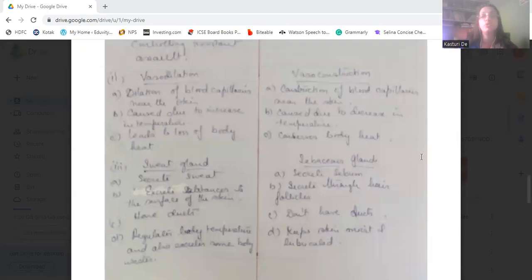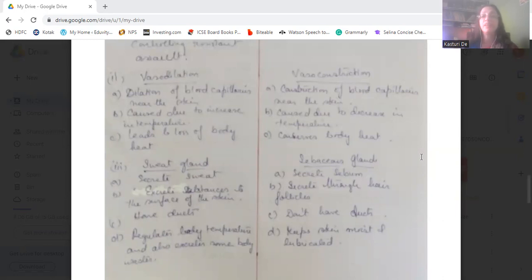Vasodilation is caused by an increase in body temperature or outside temperature, which dilates the blood vessels. But when the outside temperature decreases, there is constriction of the blood vessels, which causes vasoconstriction. Vasodilation leads to loss of body heat, whereas vasoconstriction conserves body heat.